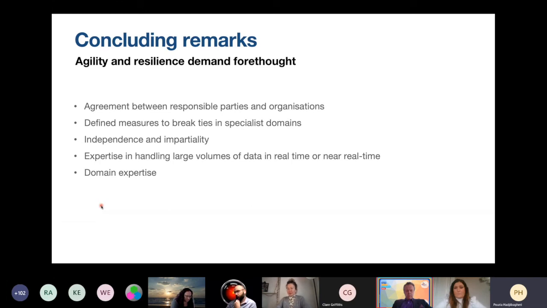We need to have defined measures to break ties in specialist domains. So different people who specialize in a domain may not necessarily agree with each other on how X needs to be calculated. There needs to be something in place that breaks the tie when someone from one organization or one nation says something, someone from another says something else, someone in the middle needs to have the final word.